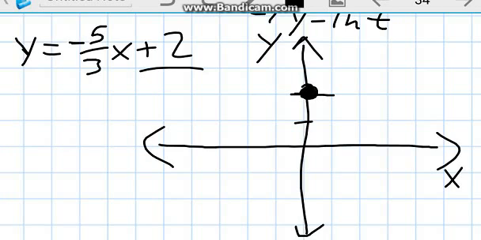The next thing we need to remember is that the slope is the rise over the run. Since it's negative, what we're going to do is go down 5 steps and go to the right 3 steps. Since it's negative 5, I'm going to go 1, 2, 3, 4, 5. I'm at the bottom here. Draw a little dot here. And now I'm going to go over 3 to plot the next point. 1, 2, 3.